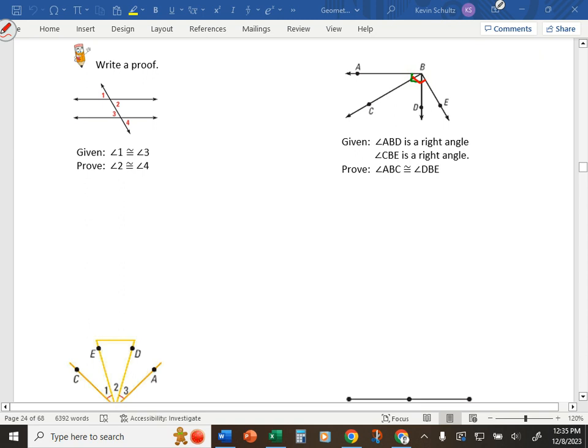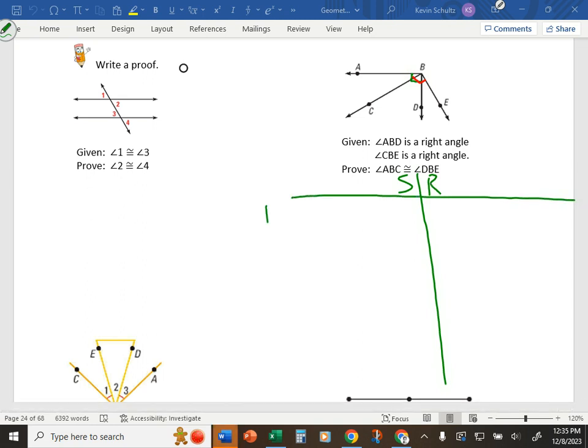Okay, so first you need to make your little table with statement and reason, and then you have to do the givens. Statements, reasons, and we start with the given, as always. The given statement is ABD is a right angle. I'm going to abbreviate right angle to be RA, just because. And then CBE is a right angle as well.